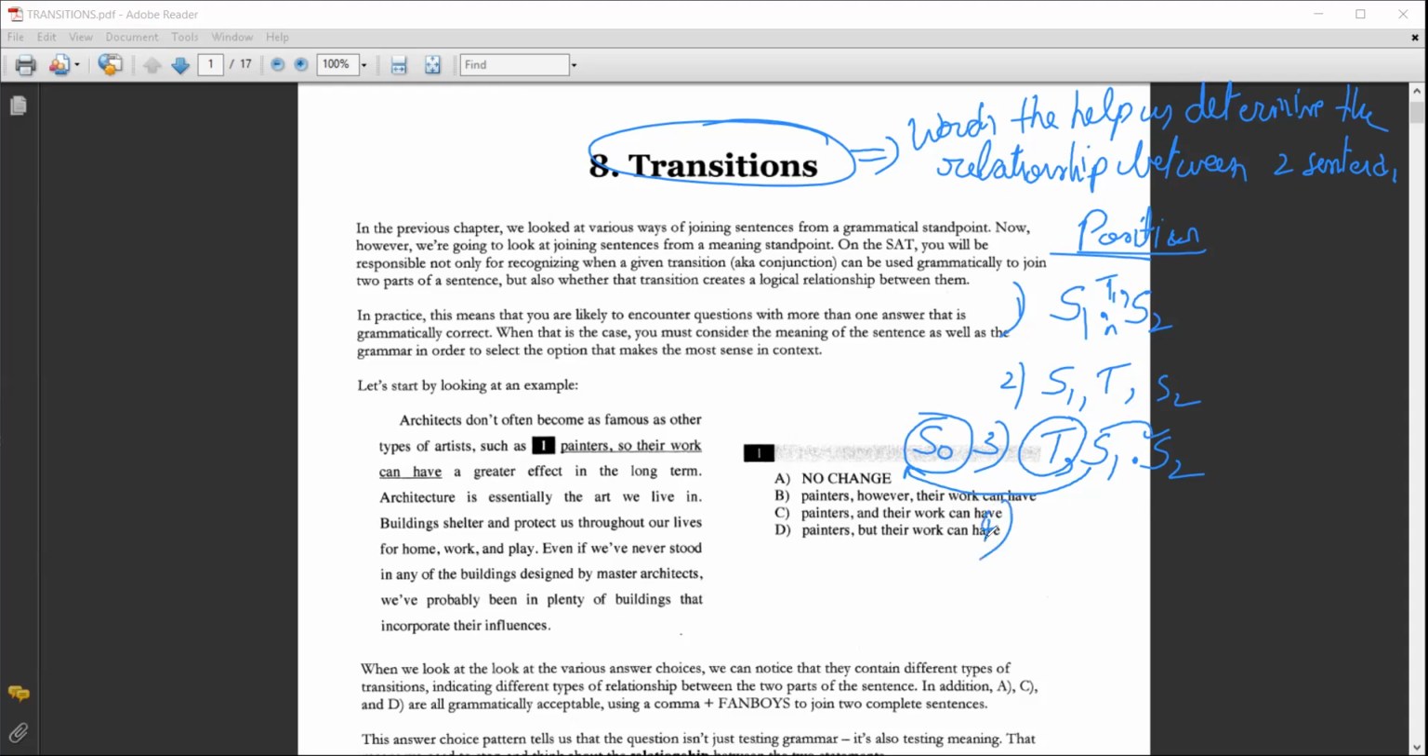Then the next position is sentence one, period, sentence two, comma, transition. Again, if there is a sentence three, you have to cross-check if this transition is showing the relationship between sentence one and sentence two, or sentence two and sentence three. Got it? Just remember these positions. When you solve the questions, you'll get even more clarity.